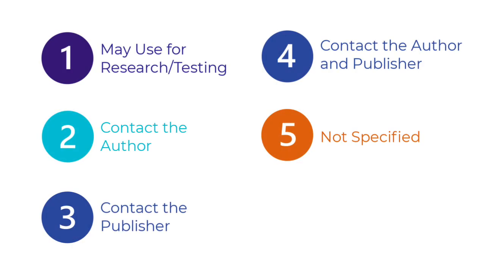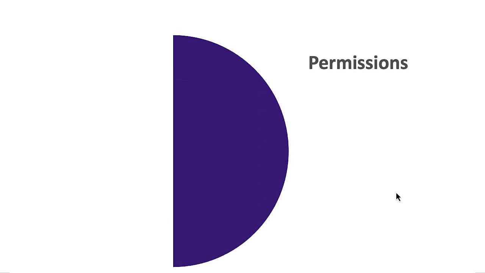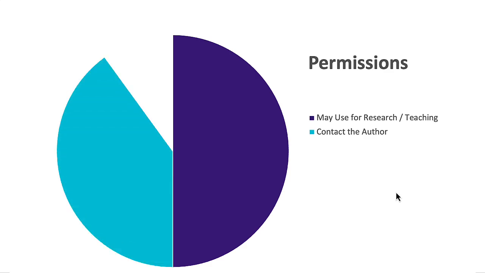There are 5 possible permissions within APA PsycTest. Almost half of all APA PsycTest records have the permission statement, "may use for research or teaching." The next most common permission statement says to contact the author. This is found in about 40% of records.